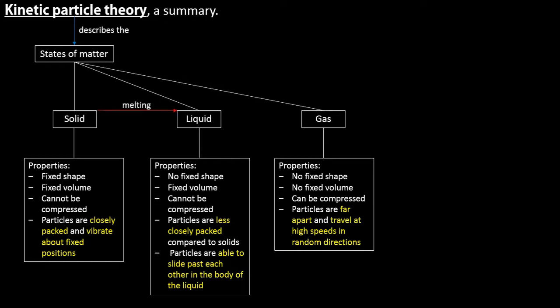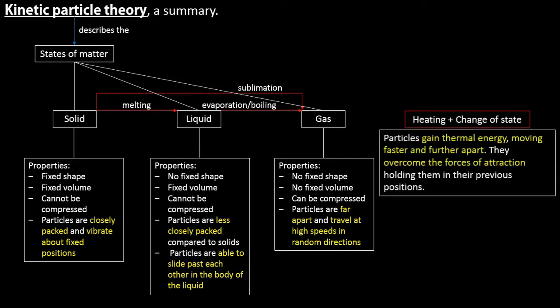So, if we heat a solid and it turns into a liquid, we call this process melting. And if we do the same for a liquid and it converts into a gas, we call this process evaporation or boiling. So if we heat a solid so much and it goes straight into a gaseous state, we call this sublimation. So when heating and inducing a change of state, particles gain thermal energy, moving faster and further apart. They overcome the forces of attraction holding them in their previous positions.